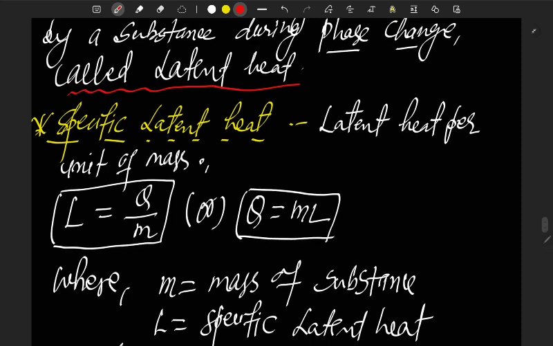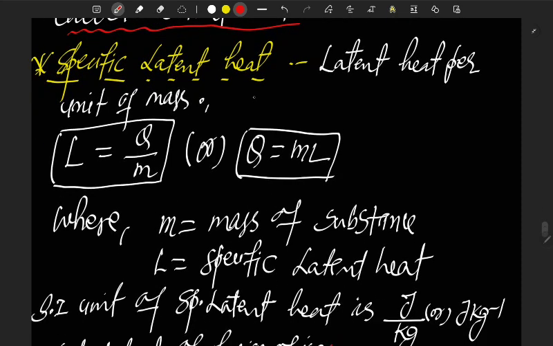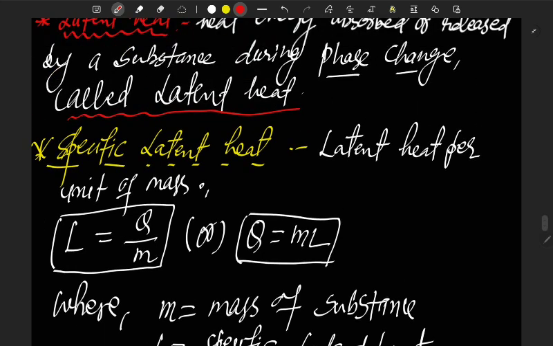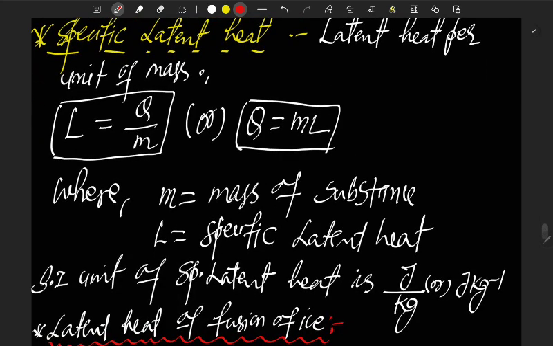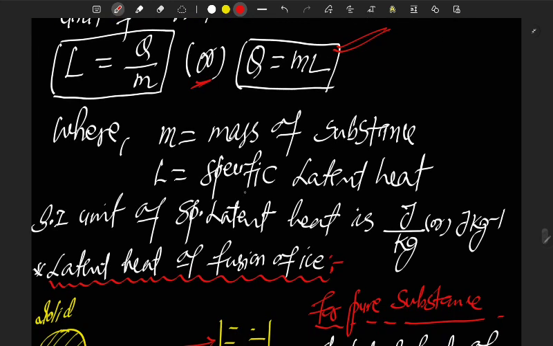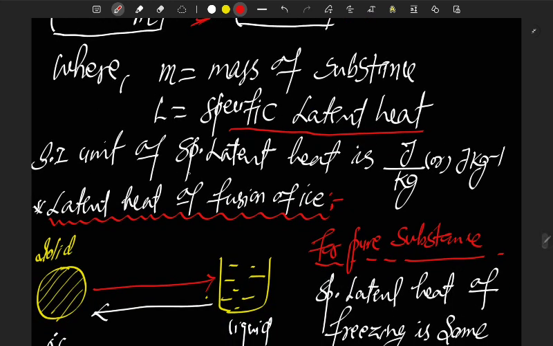Now there is one more term, specific latent heat. What is specific latent heat? The latent heat per unit mass. Means when we divide the latent heat by 1 kg of mass, we get the specific latent heat. The formula for specific latent heat is Q by M, and we write it as Q is equal to mL, where M is the mass of the substance and L is the specific latent heat of the substance. The SI unit of specific latent heat is joule per kg.